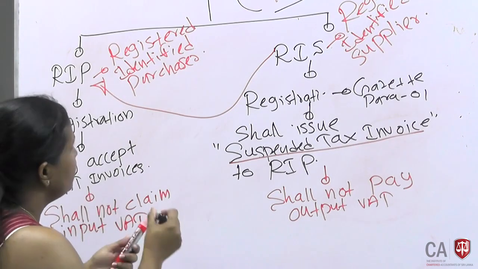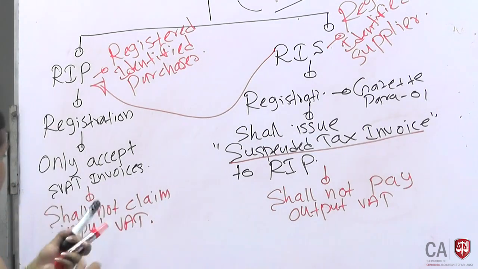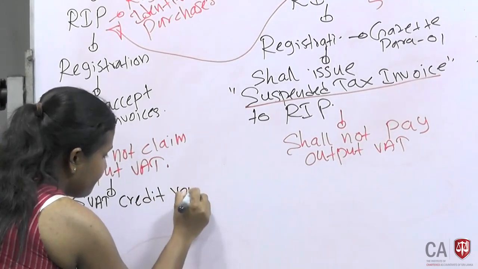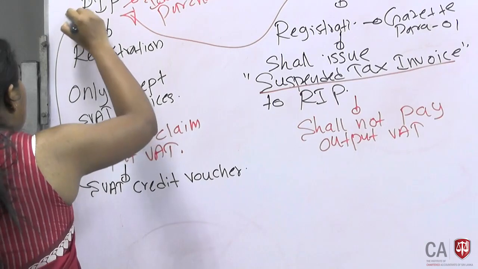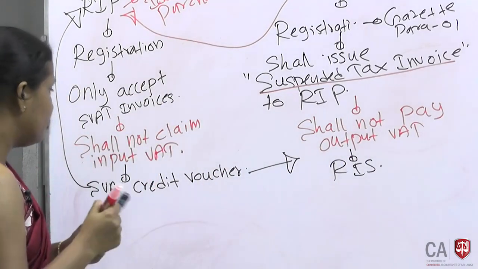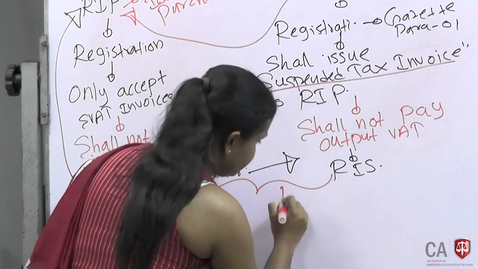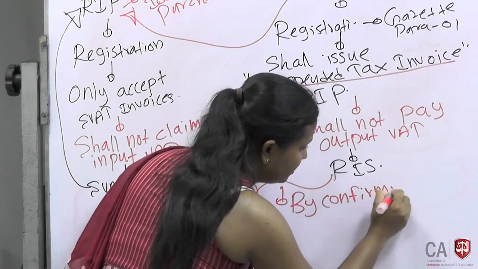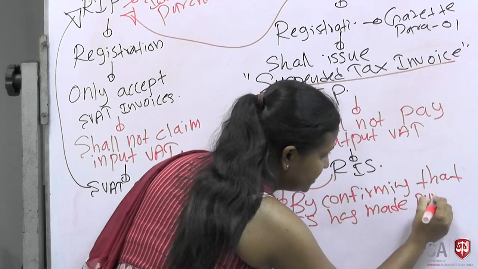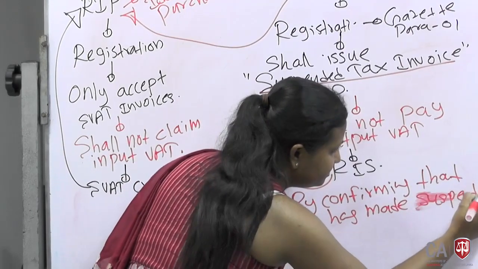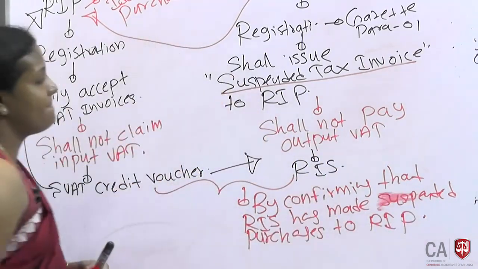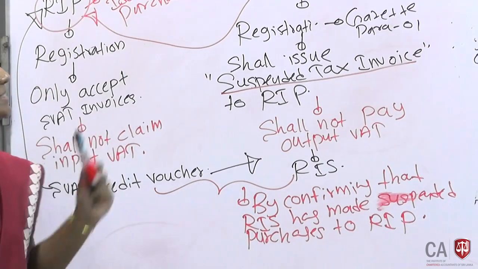Then here, on behalf of RIS, RIP is issuing a credit voucher, the SVAT credit voucher. Who is issuing the SVAT credit voucher? RIP. To whom is it issuing? To RIS. Why is it issuing? By confirming that RIS has made suspended purchases to RIP. Now, RIP is the most powerful person in this scheme.